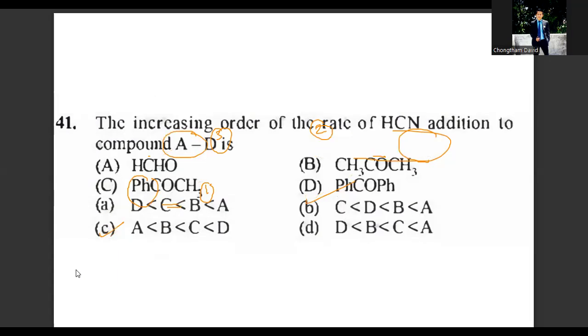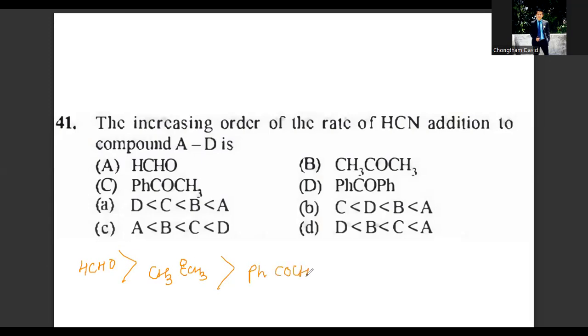Let us see the next question again. The increasing order of the rate of hydrogen cyanide addition to compounds A to D. See, addition of hydrogen cyanide to carbonyl carbon is a nucleophilic addition reaction. The order of reactivity of carbonyl compounds is from the smallest to the highest for aldehydes, and for ketones, smaller to higher. If I make the sequence in a proper way, for aldehyde, then you have your ketone, then you have your acetophenone, and so on.